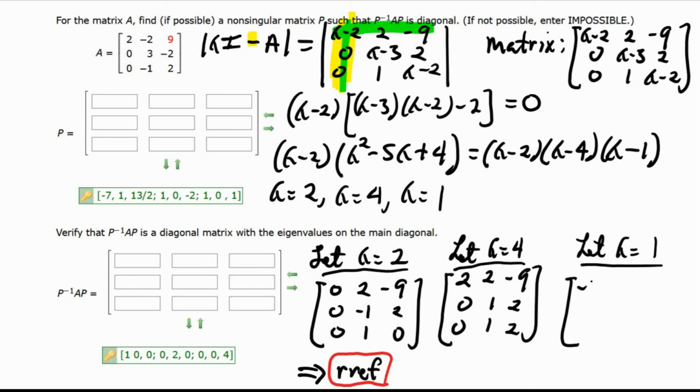So that gives us -1, 2, -9, 0, 1 minus 3 is -2, 2, 0, 1, and let's see, what is that? That's -1. Okay.